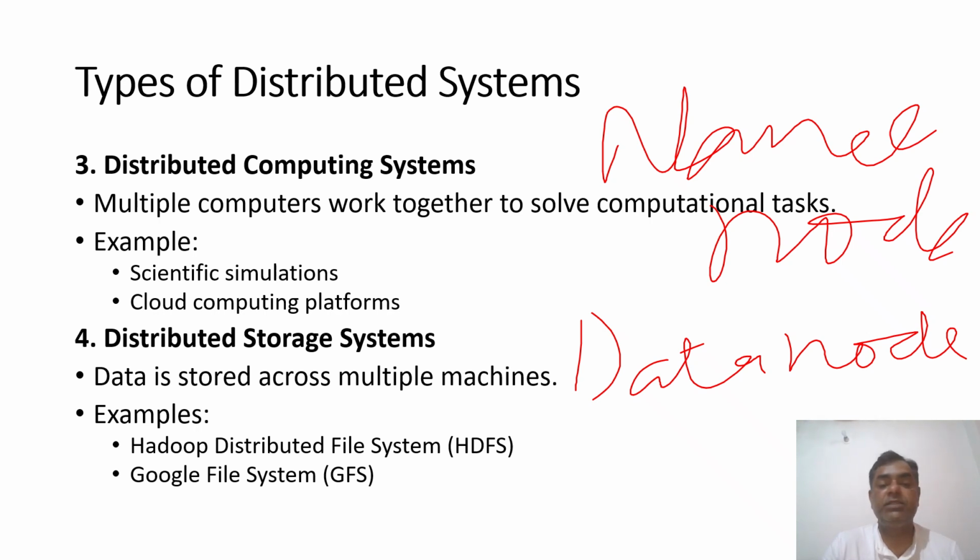Another one is Google File System. The concept is near about same, only name node is known as master server and the data node is known as chunk server in this case. The file is divided into the different chunks, and those chunks of the file are saved into the chunk server. And the master server maintains the metadata. What is the meaning of metadata? Metadata means in which chunk server, which part of the file is saved, and that data is maintained in the master server.